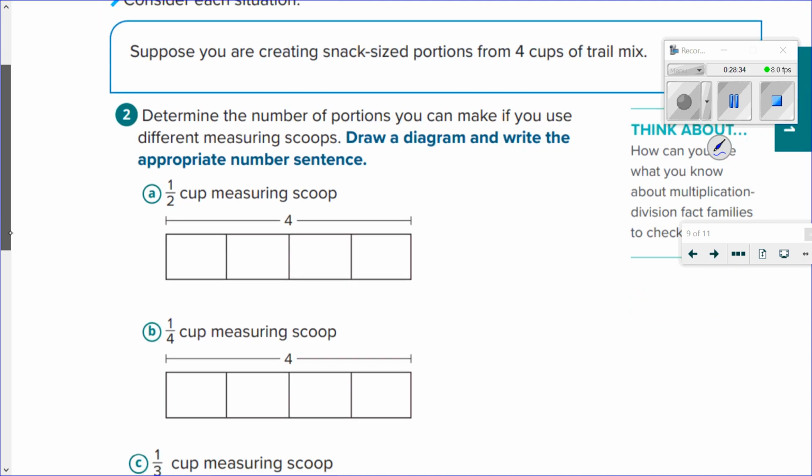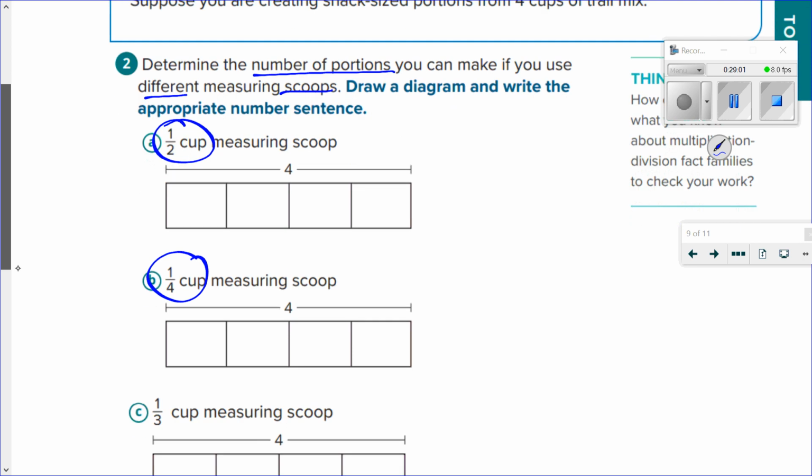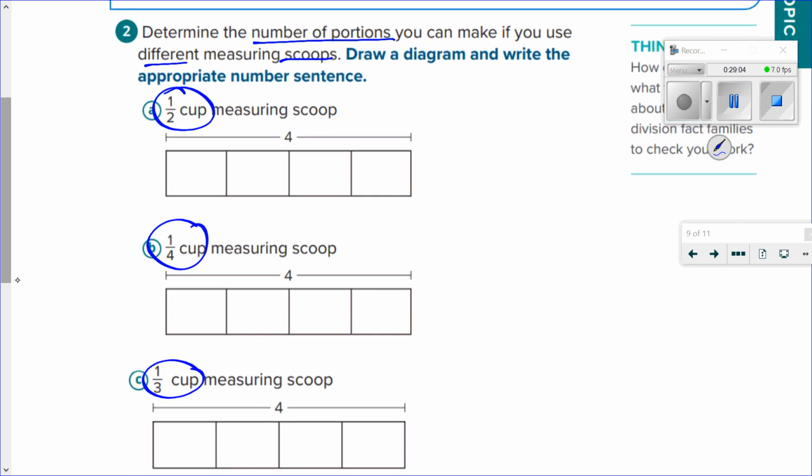Now that you understand our divisor, our dividend, and our quotient, and what we're doing when we're taking a larger quantity and dividing it, we're going to use an example using trail mix. So I need to now determine how many portions I can make if I use different measuring scoops. On my first problem, I'm going to divide it into 1/2 cups, then 1/4 cups, and then 1/3 cups.